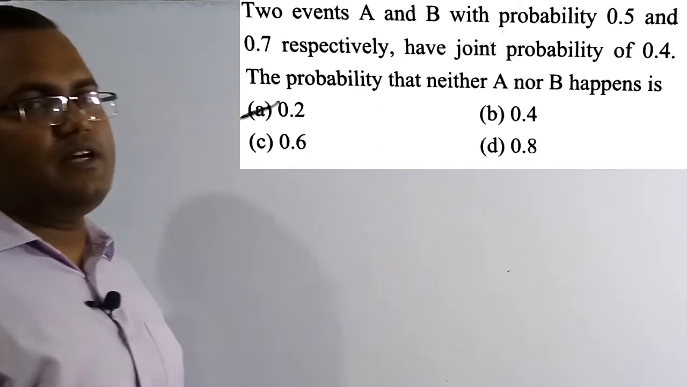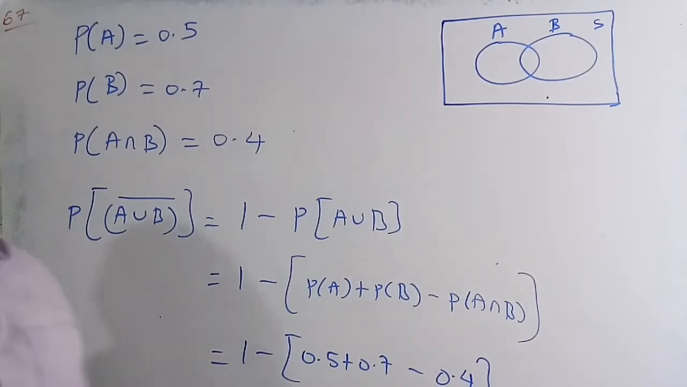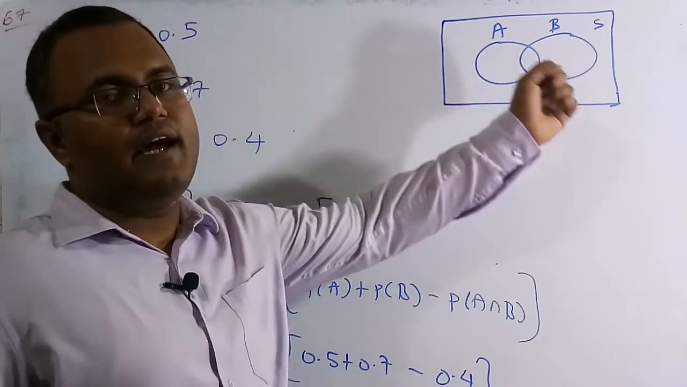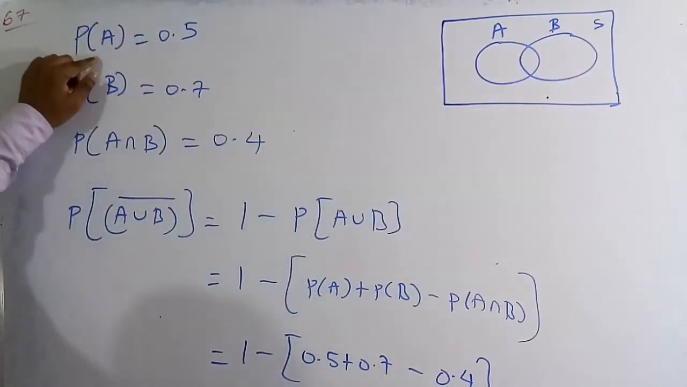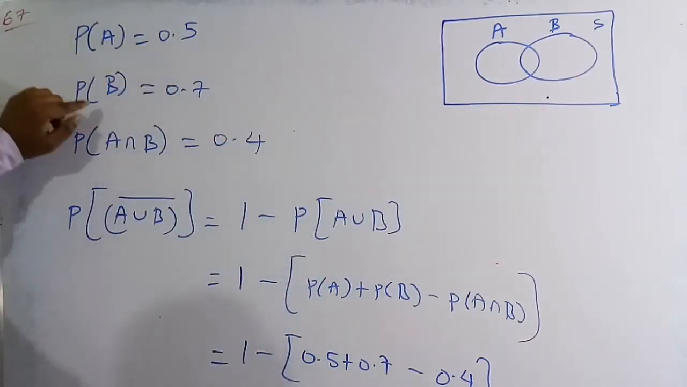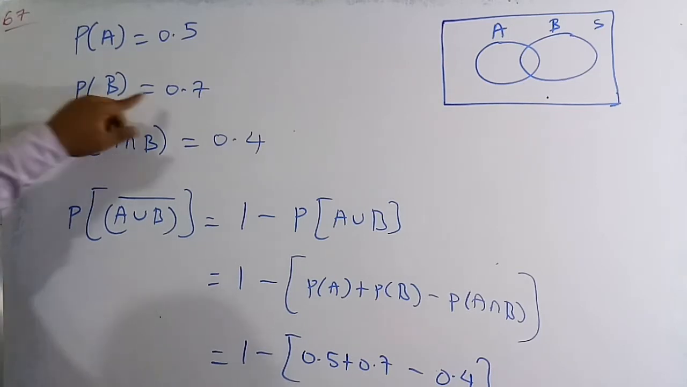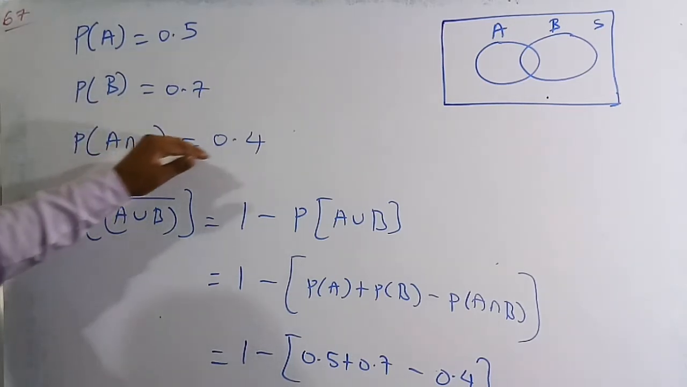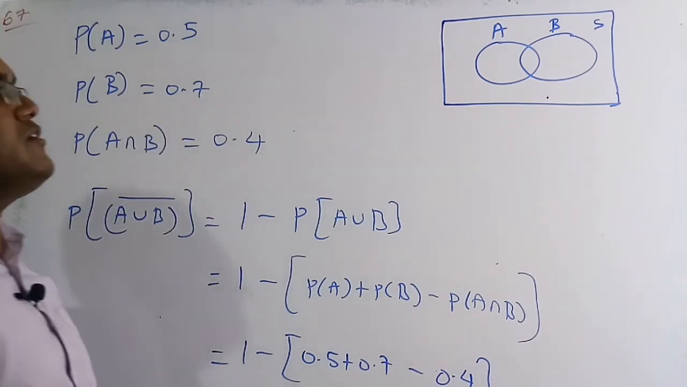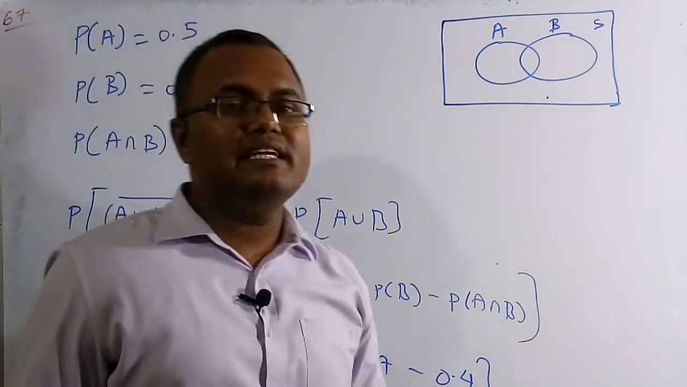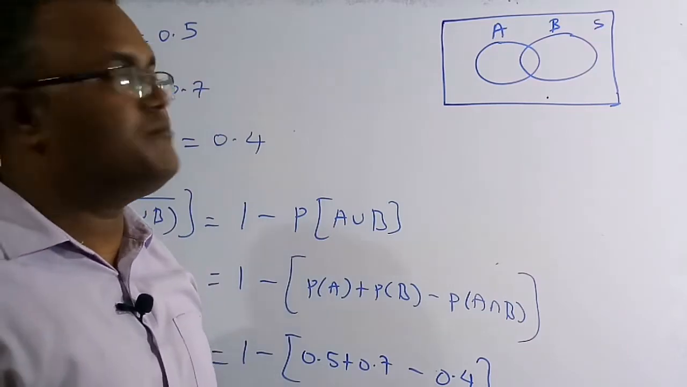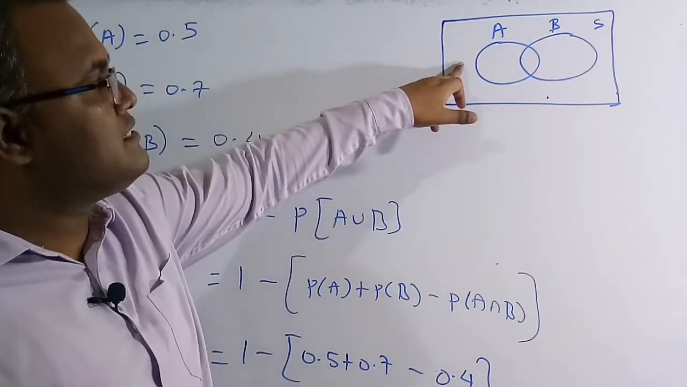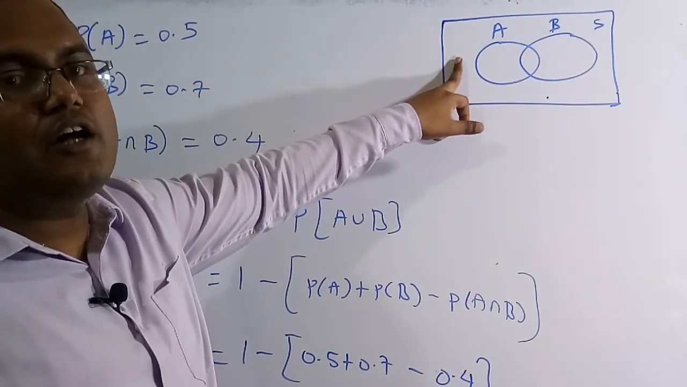So let's solve this numerical. In the question they have given two events A and B. Out of the sample space there are two events A and B, and the probability of occurrence of event A is 0.5, the probability of occurrence of event B is 0.7, and the probability of occurrence of both events A and B is 0.4. Based on this we have to find the probability of neither A nor B occurring. You can see clearly that in this place, both the events A and B do not occur.